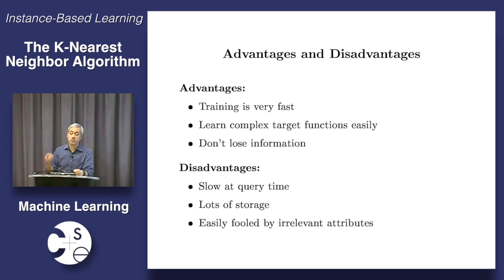Notice that decision trees and rule sets, for example, are very good at dealing with this problem. This is what they do. They find the relevant features and throw out the others. Here we're not doing that.